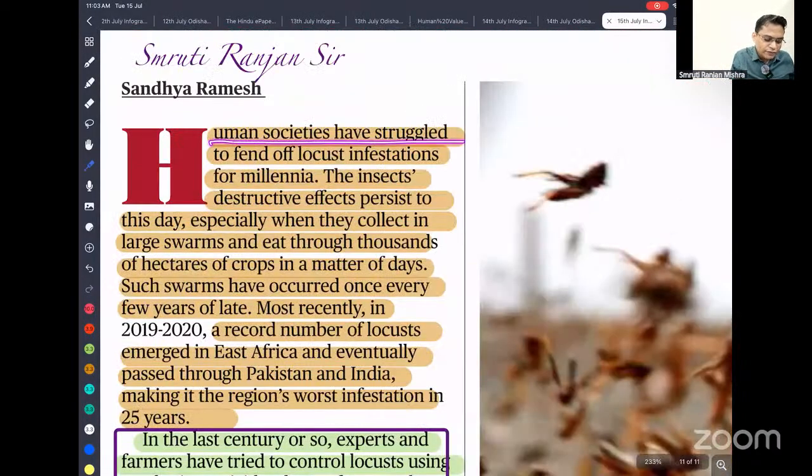So human society has struggled to fend off locust infestation for millennia. Locust is an insect, I think you know about that. The insect's destructive effect persists to this day, especially when they collect in large swarms and eat through thousands of hectares of crop in a matter of days. Such swarms have occurred once every few years. Most recently in 2019 and 2020, a record number of locusts from East Africa eventually passed through Pakistan and India, making it the region's worst infestation in 25 years.